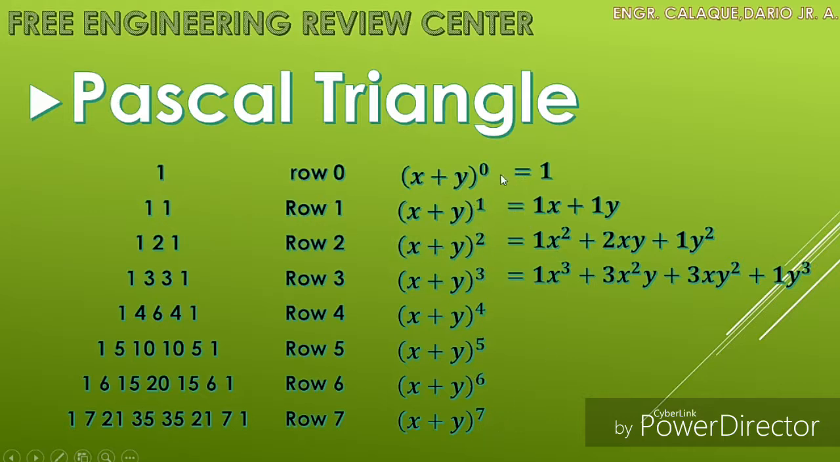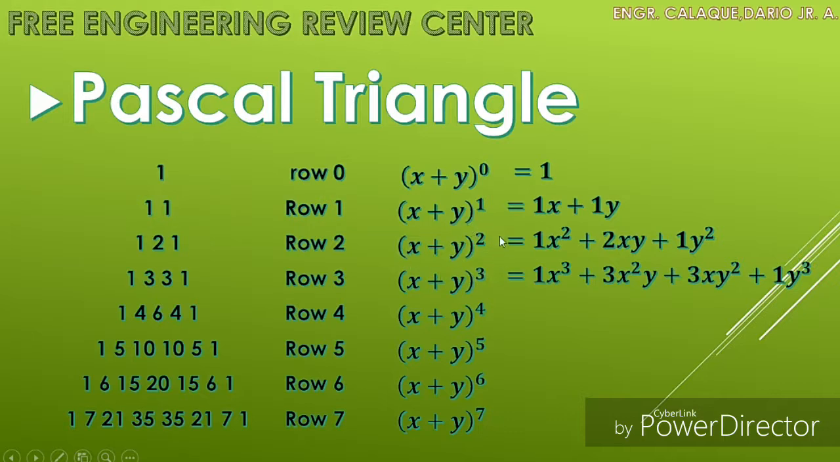So if we expand x plus y raised to the power of 0, that is equal to 1. The advantage of Pascal's triangle is we can easily get the coefficients of the binomial expansion. This process is called binomial expansion. So we have coefficient 1. If we take x plus y raised to the power of 1, we have coefficients 1 and 1, and we can have now x and y.